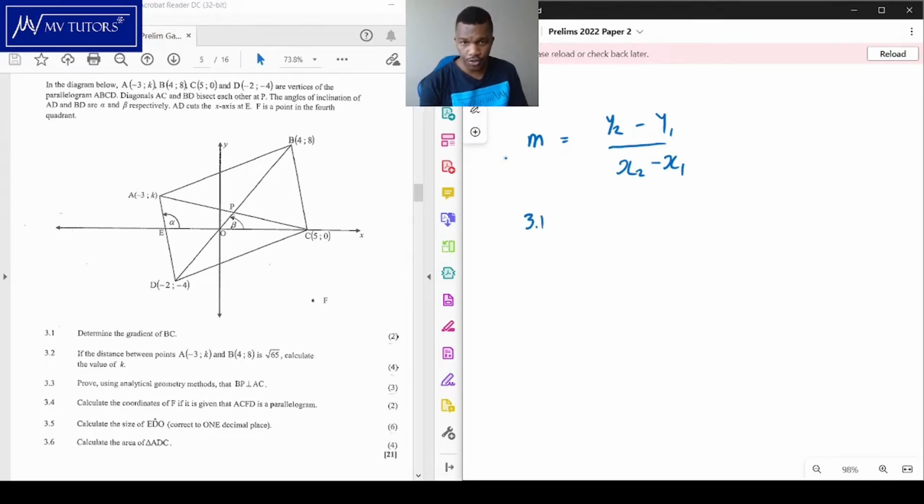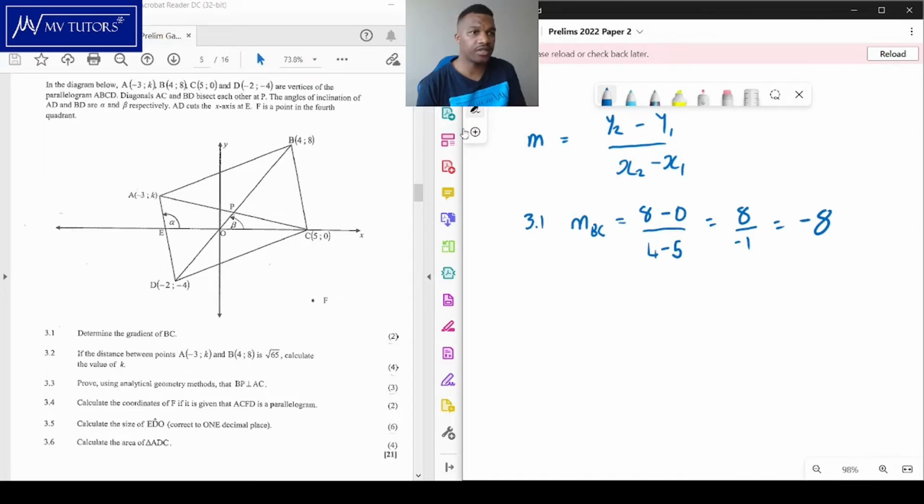So 3.1, let's go. Gradient of BC. So I'm gonna make B, there it is, and C, there it is. I'm gonna make B2 and C1 such that the gradient of BC will be given by y2, which is B, it's going to be 8, y1, C, 0 divided by x2 is 4 minus 5. And we get 8 over minus 1, so really it's just minus 8. Okay, that's the gradient. If the distance between A and B is square root of 65, calculate the value of k.